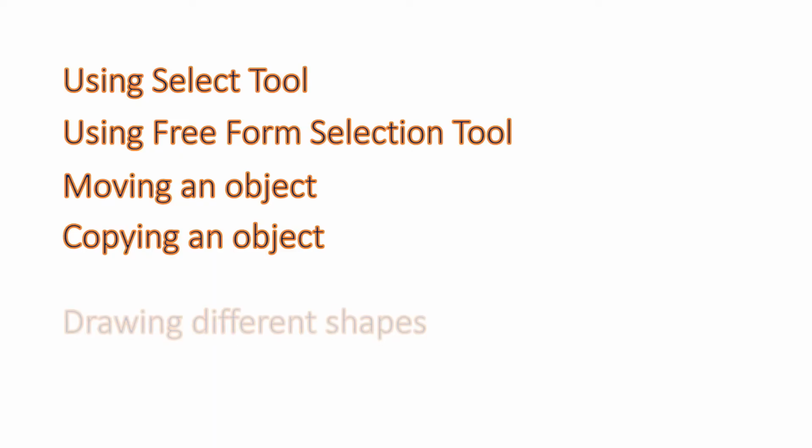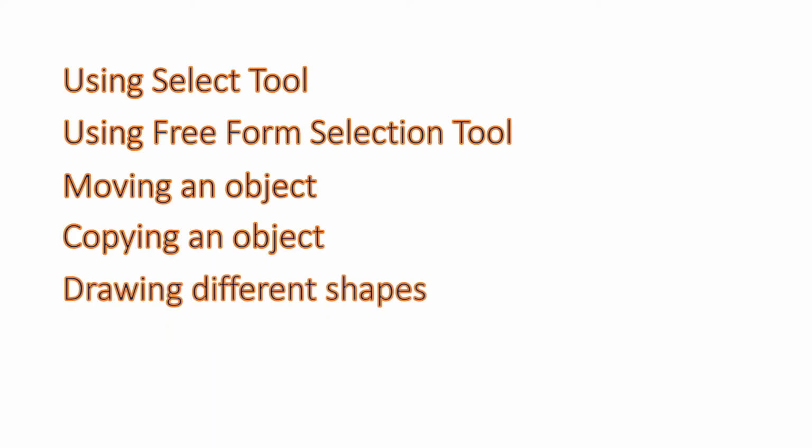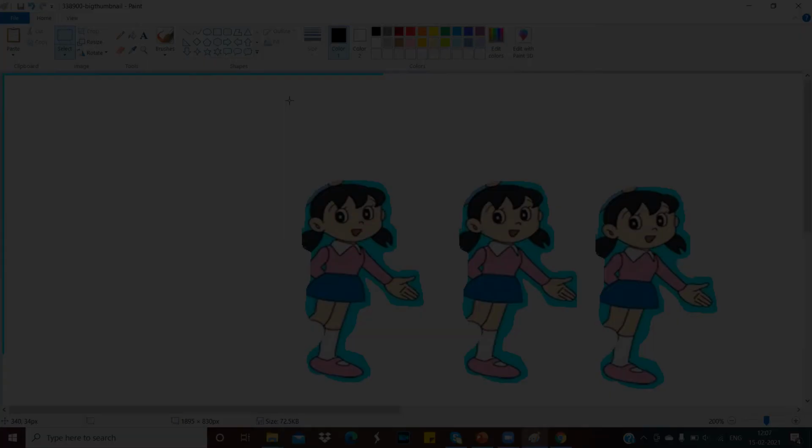The next topic we have to learn is drawing different shapes. These are the shapes available in MS Paint that we already discussed in chapter 1.